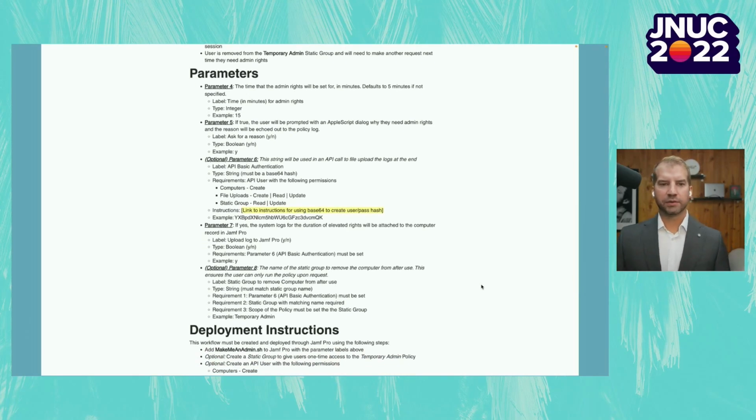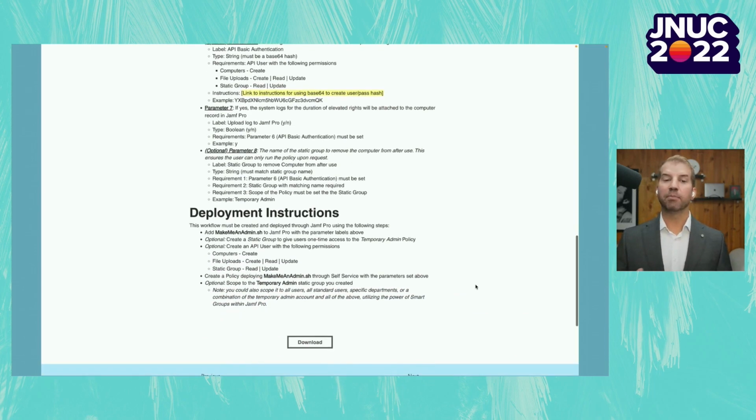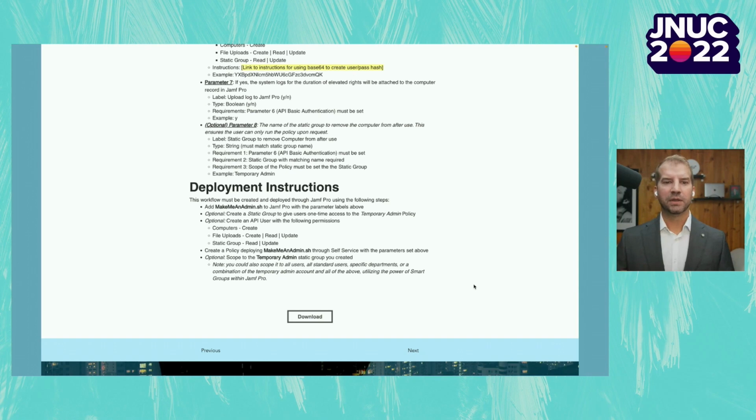Then we go into all those parameters that Chad was talking about and how to configure them. Chad has done some neat work with parameters, allowing us to set up multiple different workflows for people with one parameter. And then down here we have the deployment instructions as well. So this will show you exactly how to deploy it through Jamf Pro.